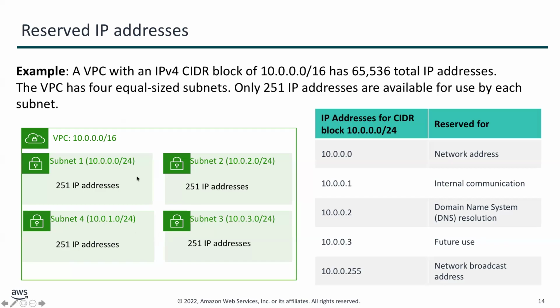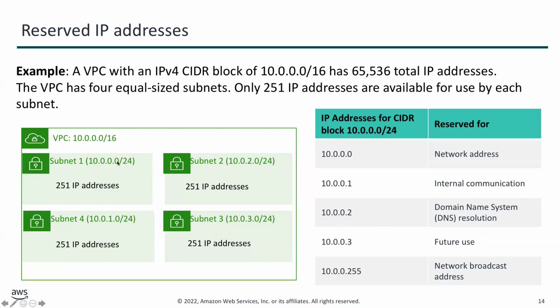So you can use these 256 IPs to put in whatever resources you have. So 256 different resources, let's say. That's a general thing, right? However, in each of these 256, 5 of these IP addresses are reserved by AWS, right?